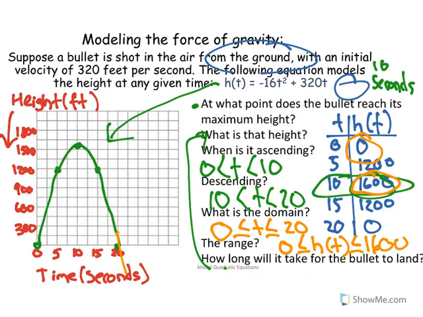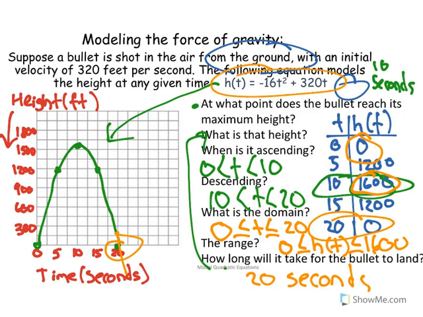How long will it take for the bullet to land? Well, that should be very easy. We get that from the table. We can get that from the graph, or we can solve the equation. So if I wanted to do it algebraically, I'd go back to the equation. I'd divide everything by negative 16.